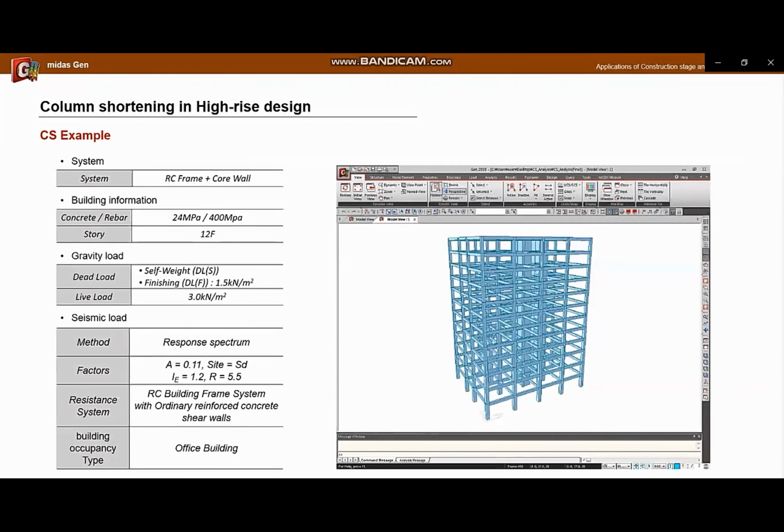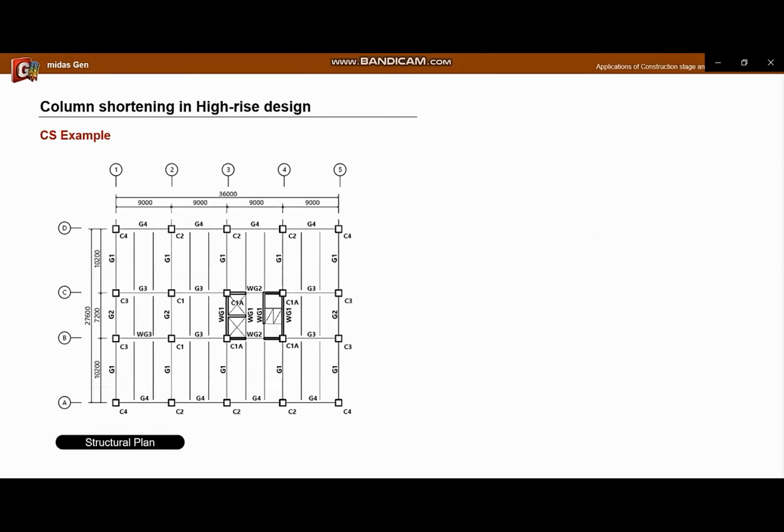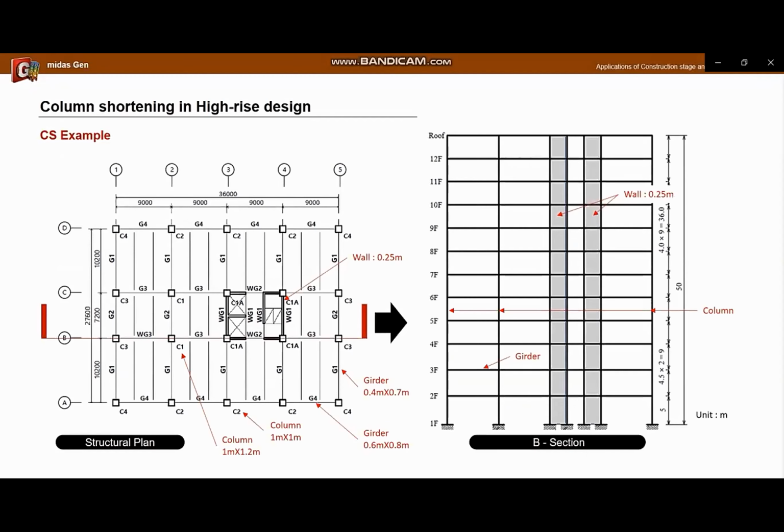The following is an example for the construction stage analysis. It is the RC building of the 12th story. Please see below for the system, material, and applied load. The plan drawing is as follows. And the cross-sectional size at the bottom of each member is as follows. The right is a simple sectional drawing in B grid.